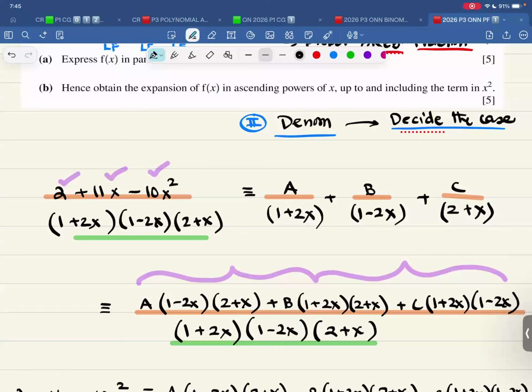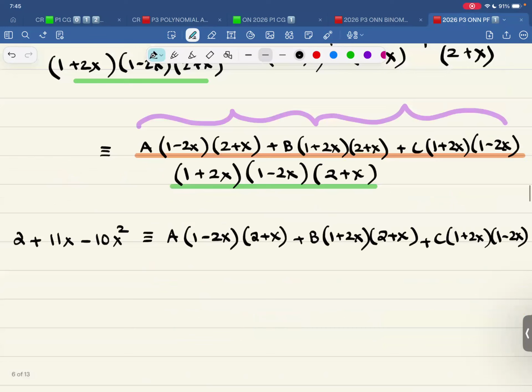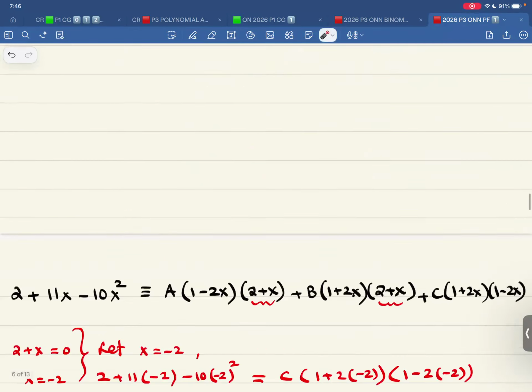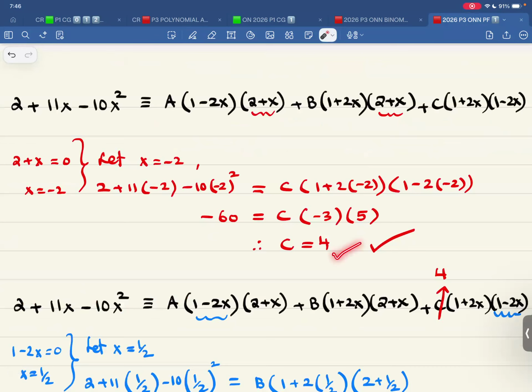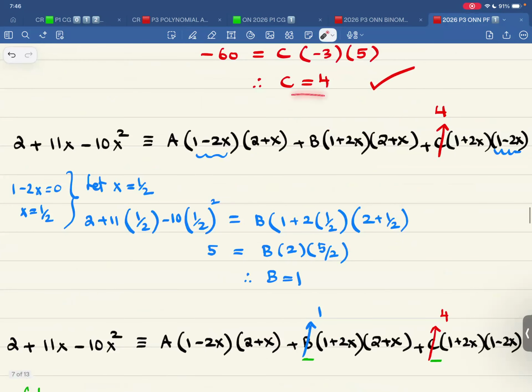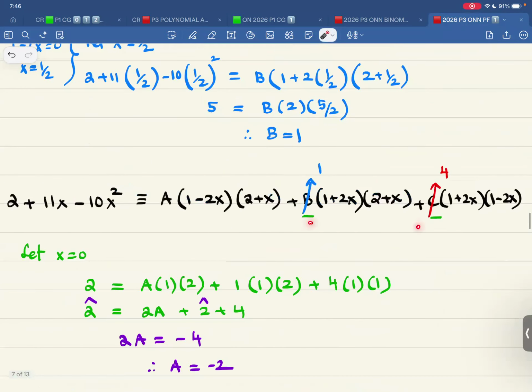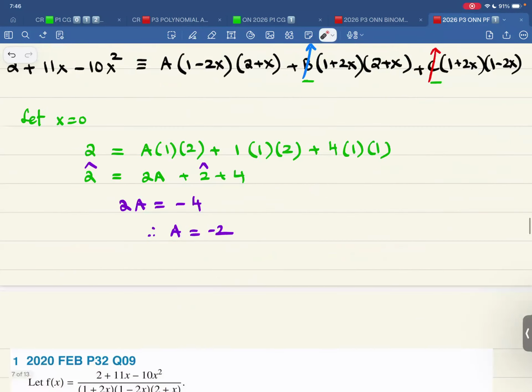Look at the denominator. If it's 3 linear factors, 3 fractions, take the LCM. Both fractions are identical. The denominator equals the denominator, numerator equals the numerator. And now you work it out one by one in any order, found the value of C, found the value of B, wrote it down, plug in any simple value and find the value of A. And that is how this thing is done and dusted.